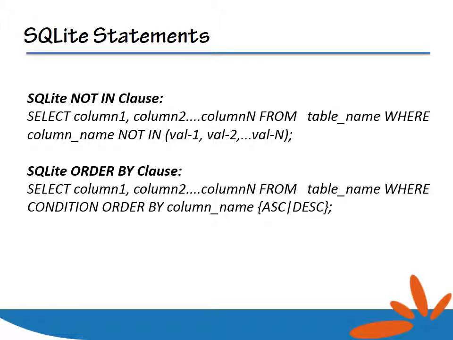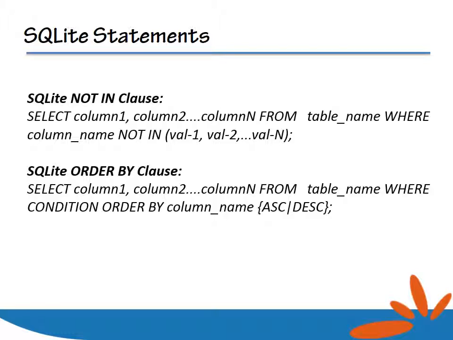The next one is the SQLite ORDER BY clause. Specify the first column, the second column, going to the last, FROM, specify the table name, WHERE, specify the condition, ORDER BY, specify the column name, in a form of ascending or descending.